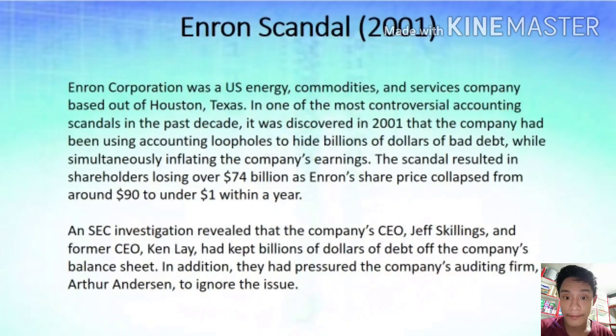The scandal resulted in shareholders losing over $74 billion as Enron's share price collapsed from around $90 to under $1 within a year. The SEC investigation revealed that the CEO Jeff Skilling and former CEO Ken Lay had kept billions of dollars of debt off the company's balance sheet. In addition, they had pressured the company's auditing firm, Arthur Andersen, to ignore the issue.